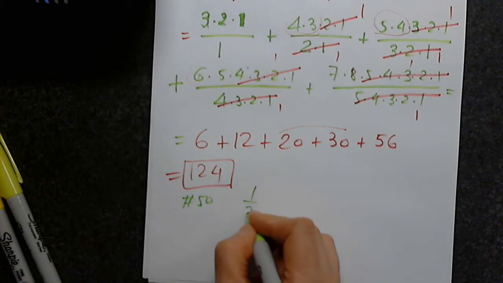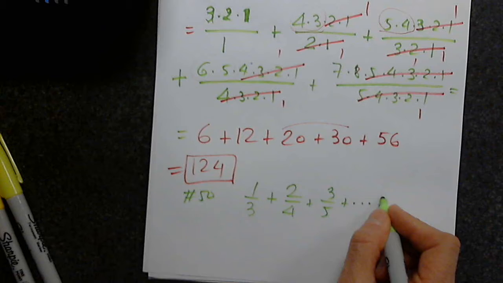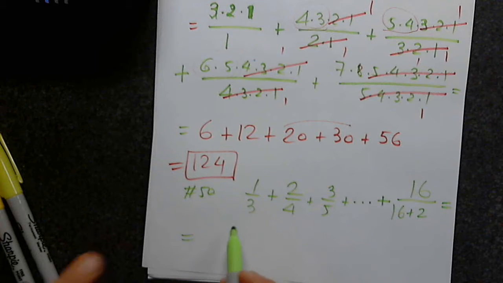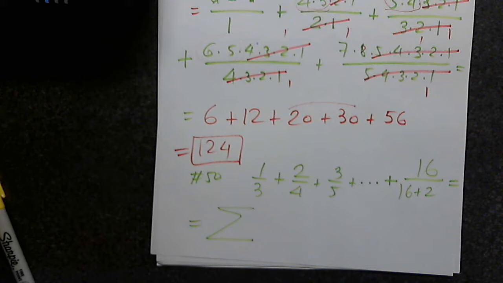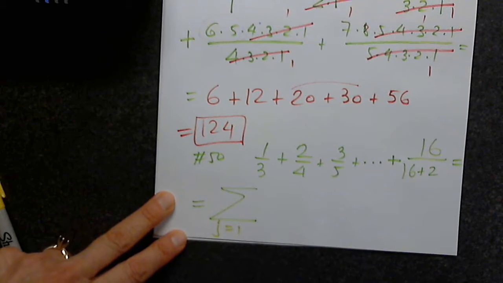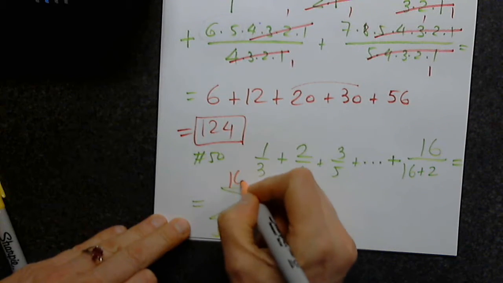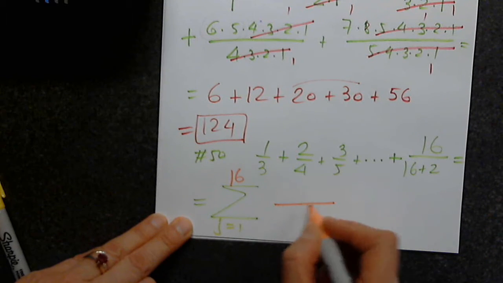We are given 1/3 plus 2/4 plus 3/5 plus dot dot dot plus 16 over 16 plus 2. And they want us to write it condensed using the summation notation. This time, let's use J. It doesn't matter. J equals 1 till what? Till 16. Exactly. 1, 2, 3, dot, dot, dot, 16. Perfect. So then the top would be?